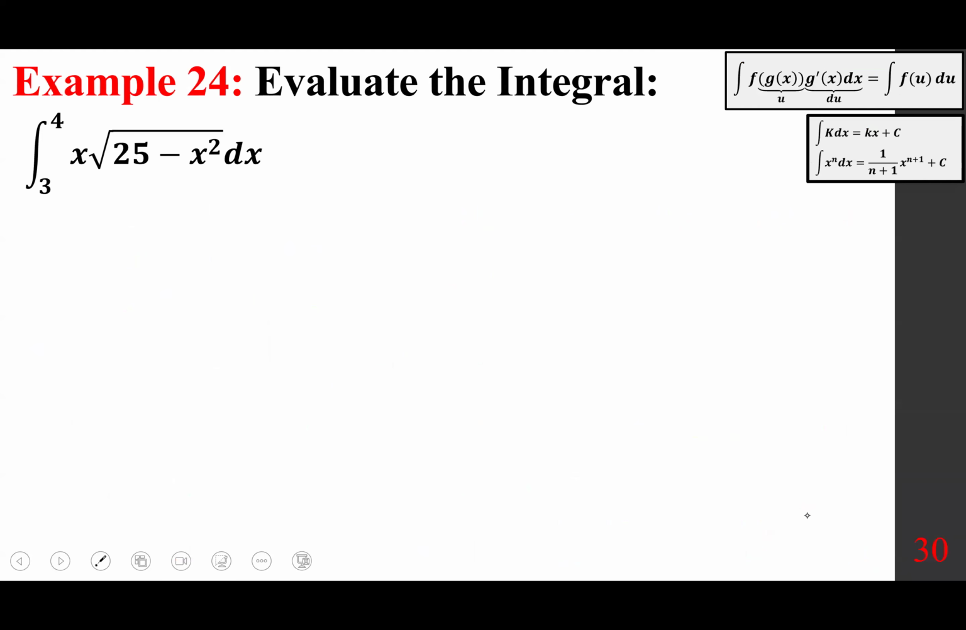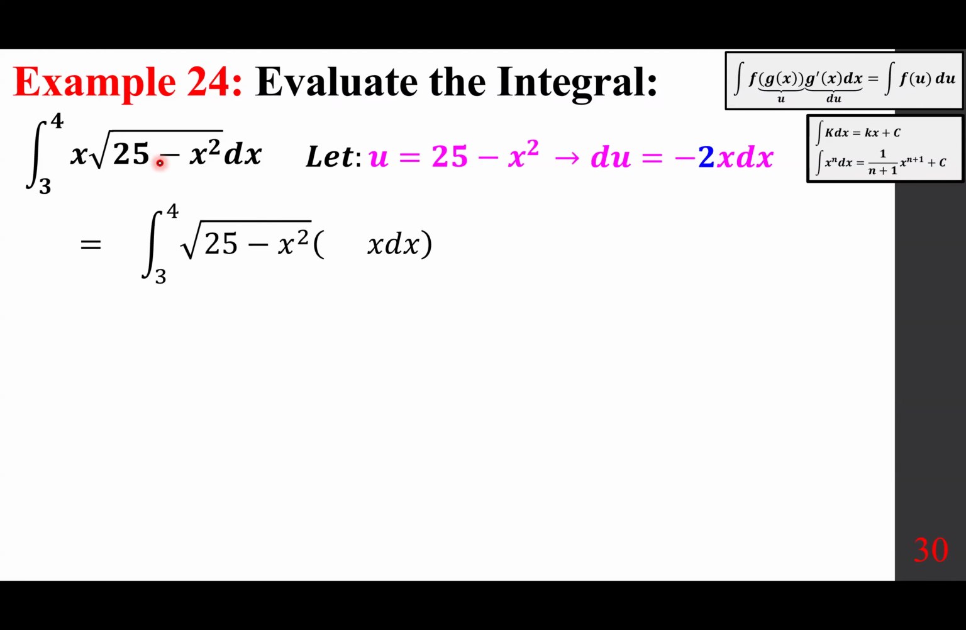All right, what is the integral from 3 to 4 of x times the square root of 25 minus x squared? This is 25 minus x squared to the power of 1/2. There are two polynomials involved. 25 minus x squared is more involved and more complicated, and that's the choice for u. Its derivative is -2x, therefore du is -2x dx.